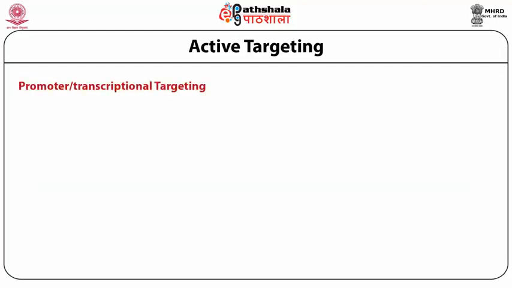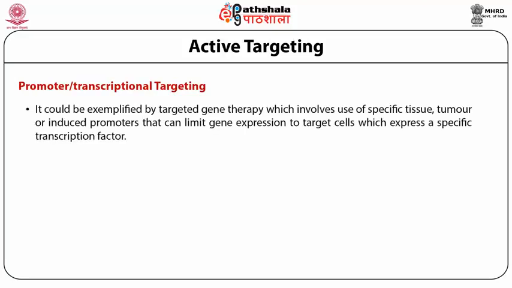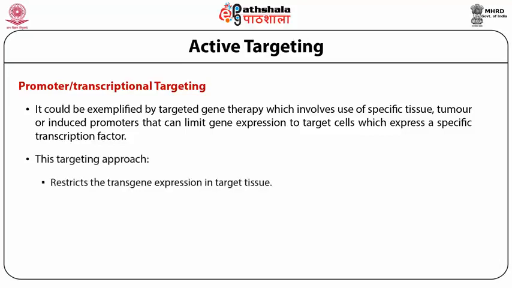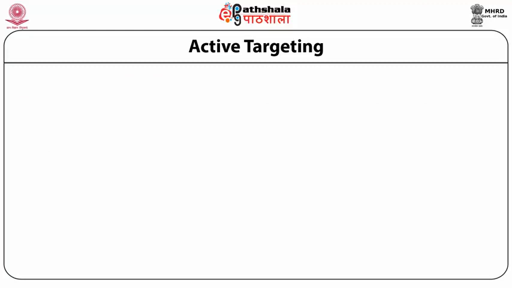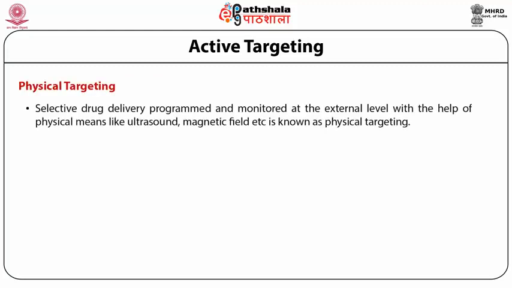Then promoter or transcriptional targeting, that includes the targeted gene therapy, which involves use of a specific tissue, tumor or induced promoter that can limit gene expression to target cells, which express a specific transcription factor. And with this targeting approach, you can restrict the transgene expression in the target tissue, and you can allow the flexibility to regulate the duration and level of expression exogenously. Now, physical targeting. Physical targeting includes the targeting via physical means like ultrasound or magnetic field.